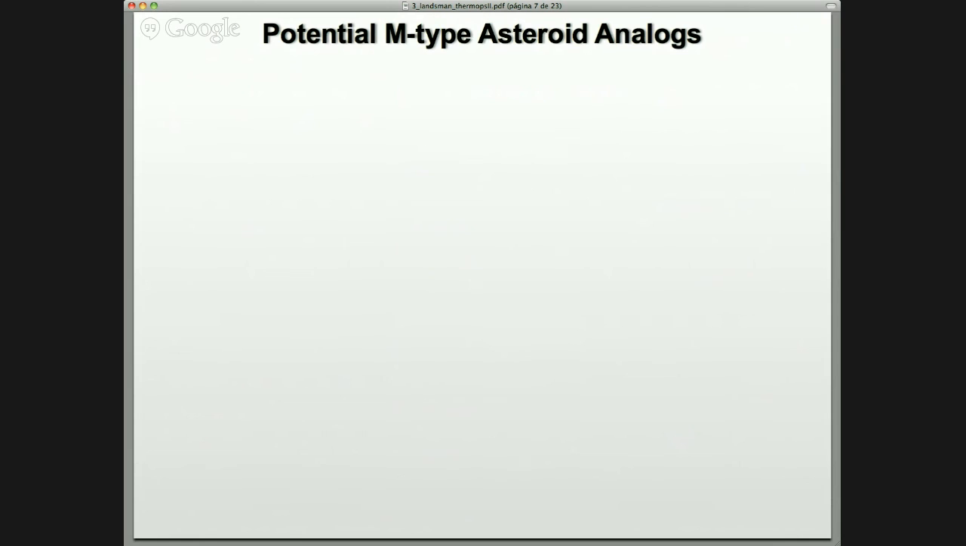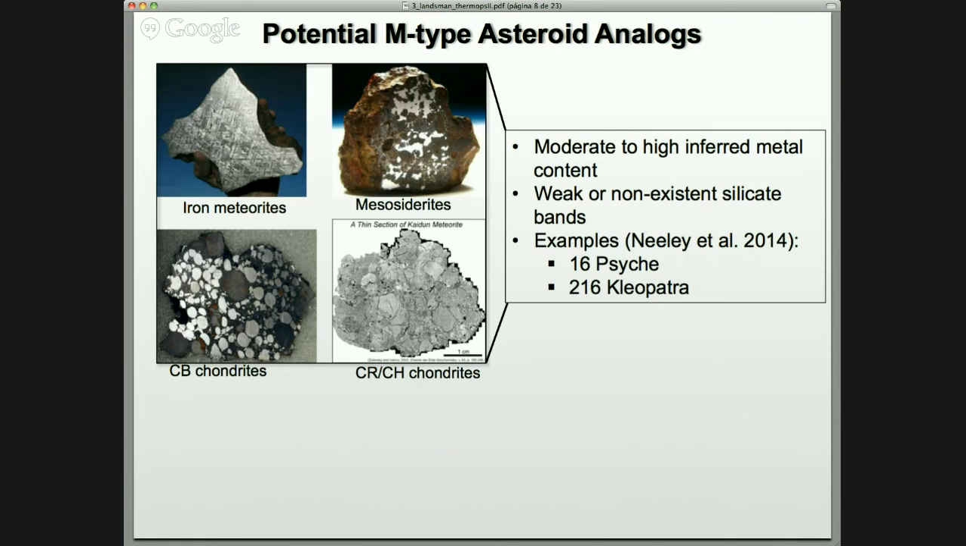So all that being said, where do we stand with the M-types? What do we know about them? And then I'll move into what the mid-infrared can tell us. Some potential analogs include, for those M-types that are inferred to have moderate or high metal content based on their radar albedos, these kind of meteorites. The irons, of course, are the classical M-type analog. But they could also be something like the mesosiderites or any of the strange high metal carbonaceous chondrites like CVs or even CRs or CHs.